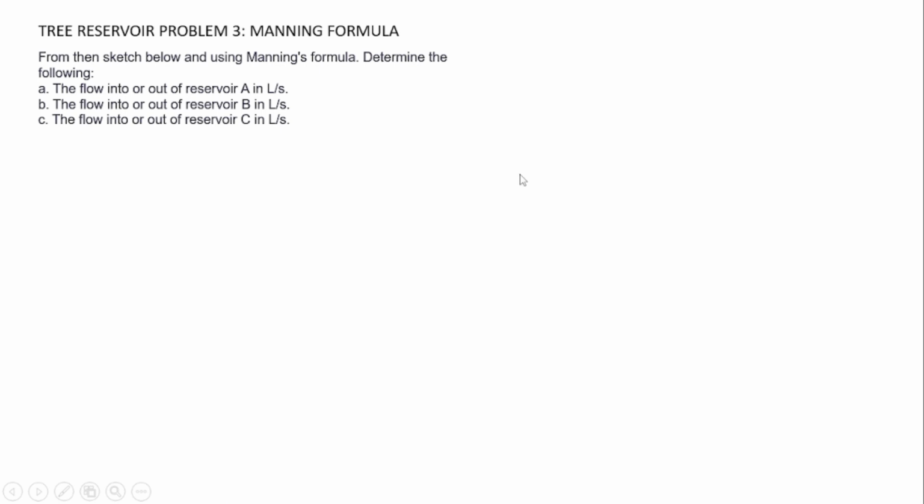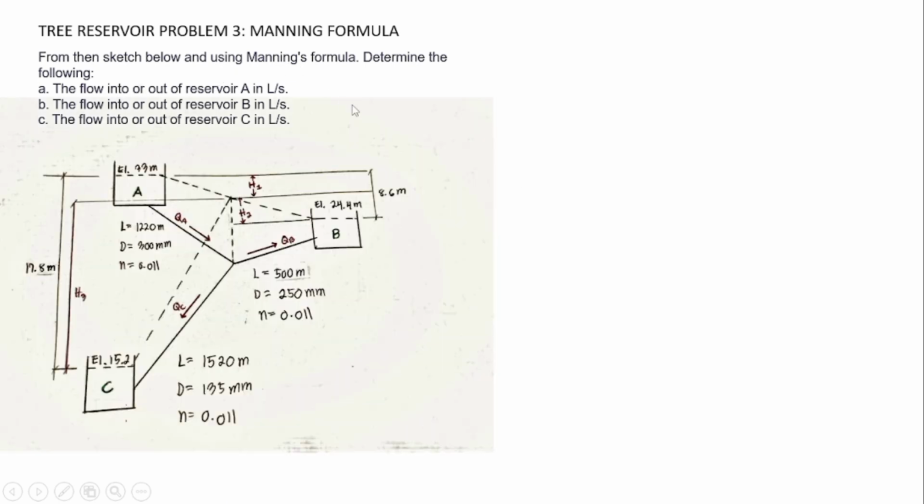So problem number 3, we are going to use Manning formula. From the sketch below, and using Manning's formula, determine the following. A, the flow into or out of reservoir A, or the discharge in reservoir A in liters per second, and the discharge in reservoir B and C in liters per second. Here is our illustration. The elevation of reservoir A is 33 meters, elevation of reservoir B is 24.4, and the elevation of reservoir C is 15.2. And we are also given here the properties of each pipe.